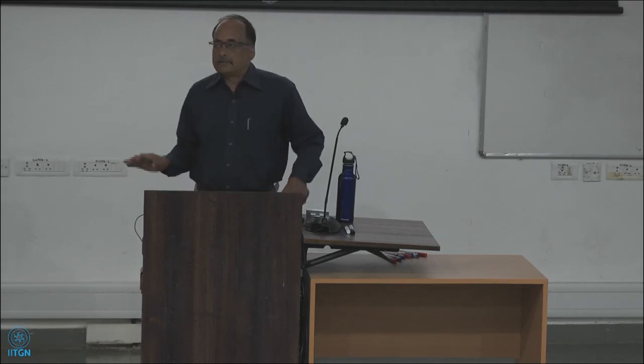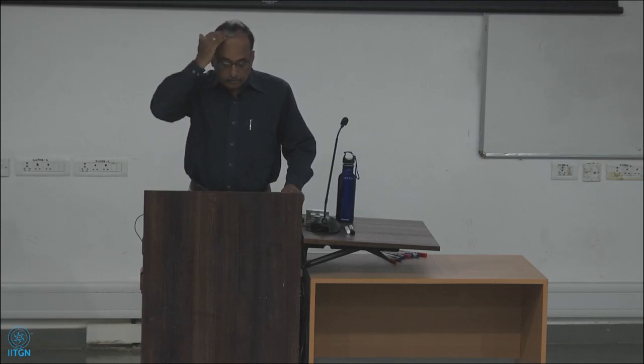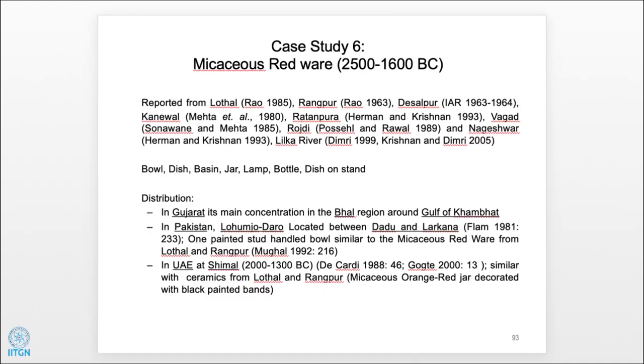Now that was a time when Rangpur and Lothal were excavated by S.R. Rao. And he comes out with a ceramic which has nothing to do with the Harappan ceramic tradition. That is this micaceous red ware. And this particular ceramic is found in Gujarat, and you will find it in Pakistan, you have it in UAE. These are all the places that it is found.